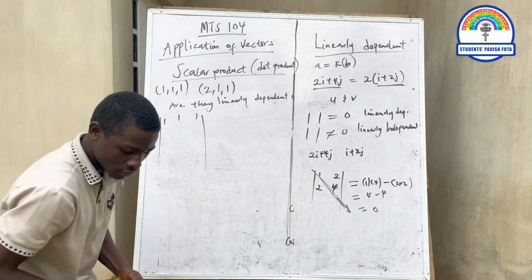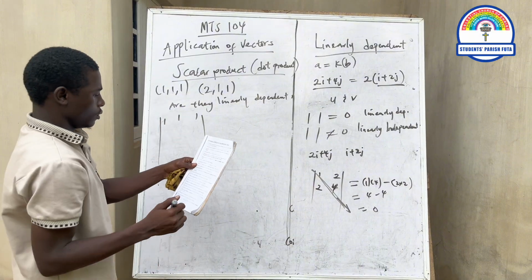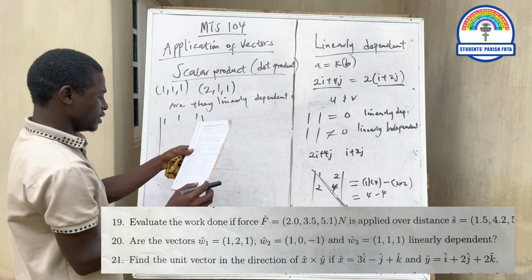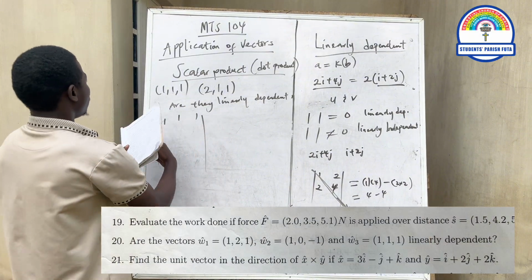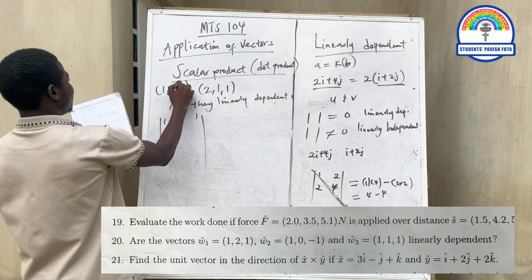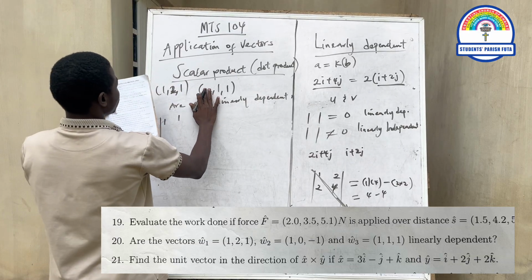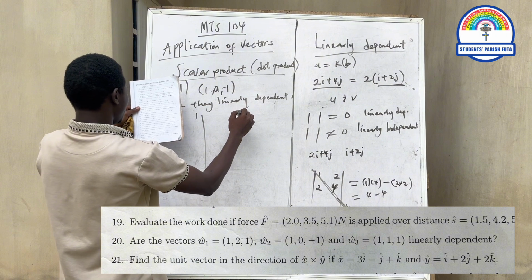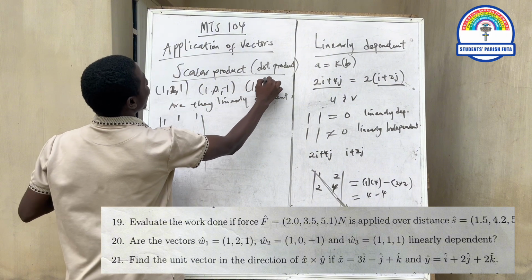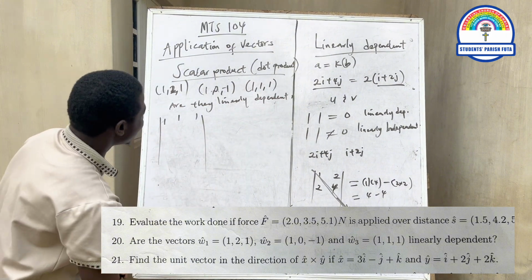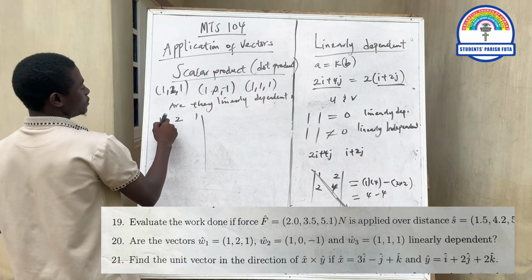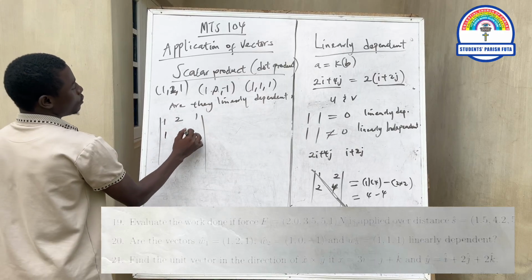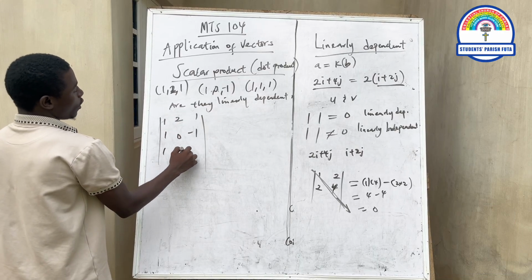Okay, let's pick a question from the textbook. The question says, get if this, 1 2 1, 1 0 minus 1, and the last one is 1 1 1. These are 3 vectors. So let's get if they are linearly dependent or not. So 1 2 1 ijk, 1 0 minus 1 ijk, 1 1 1 ijk.